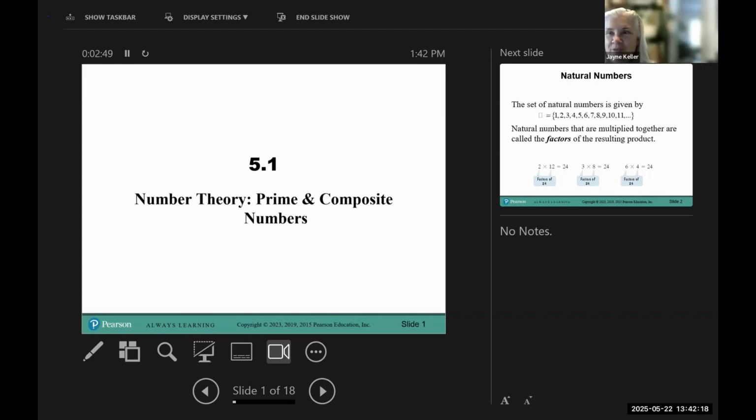I'm going to go ahead and get started. Today we're going to be looking at section 5.1 from your book. That's mostly what we're talking about in the module this week. And we're looking at number theory and prime and composite numbers.